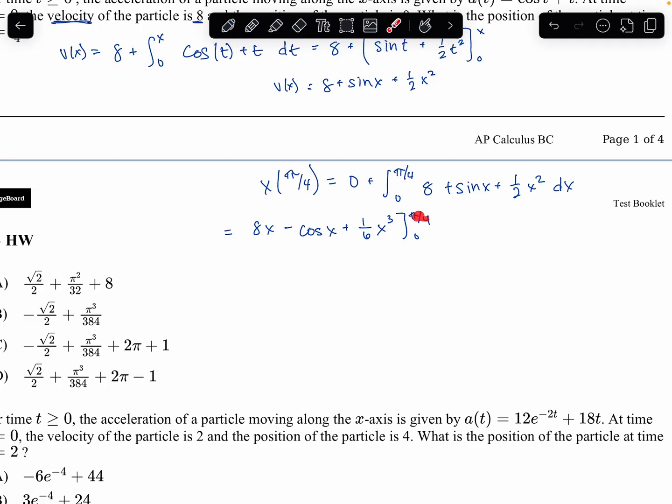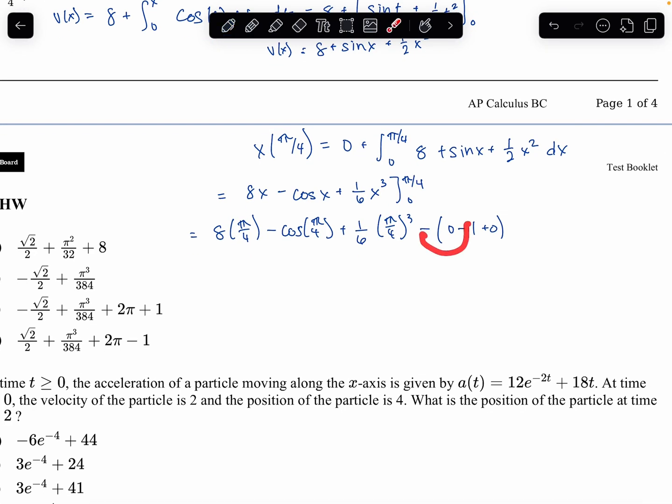So let's plug in pi fourths. Plugging in pi fourths, I get 8 times pi over 4 minus cosine of pi over 4 plus 1 over 6 times pi over 4 to the third. Minus, if I plug in 0, that will be 0. If I plug in 0 here, cosine of 0 is 1, so 0 minus 1. And then if I plug in 0 here, I'll get 0. So essentially, all that I get is plus 1.